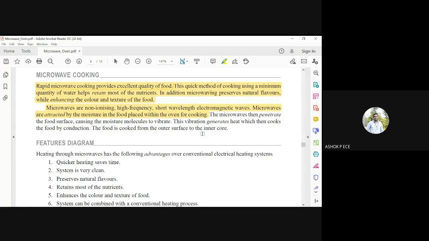So this vibration generates heat, which then cooks the food by conduction. So it is going to be purely a conduction way of cooking the food. The food is cooked from the outer surface to the inner core. So the cooking starts from the outermost surface of the food, then it goes to the inside.